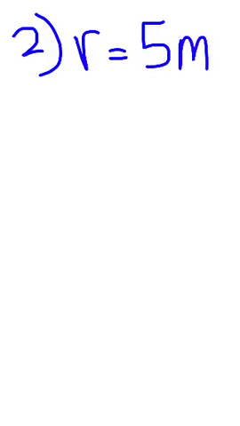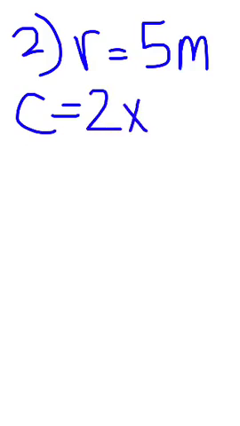Example 2, we have a circle with a given radius of 5 meters, and we need to find the circumference. Again, which formula would you pick? Right, you would pick the C equal to 2 times pi times r.